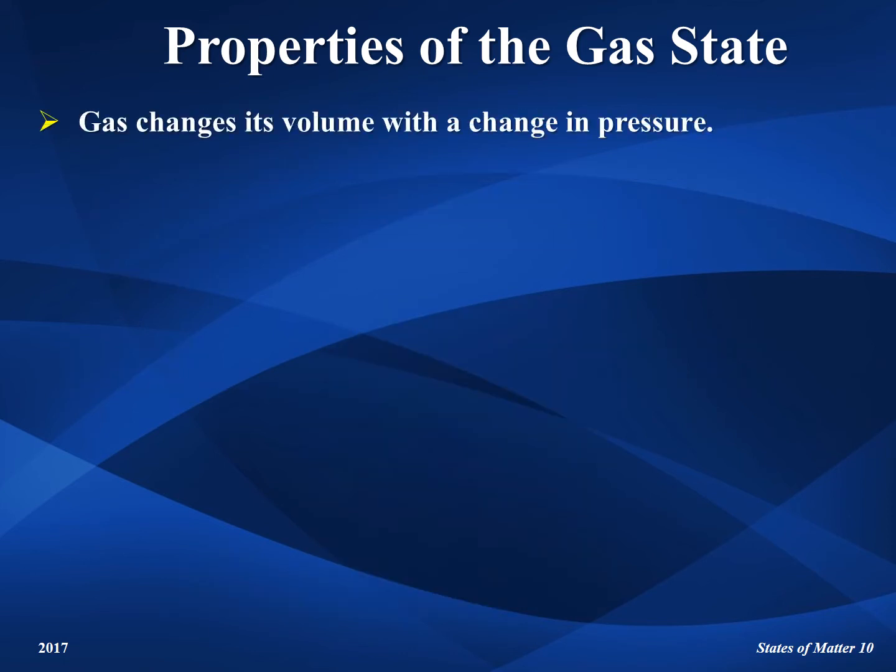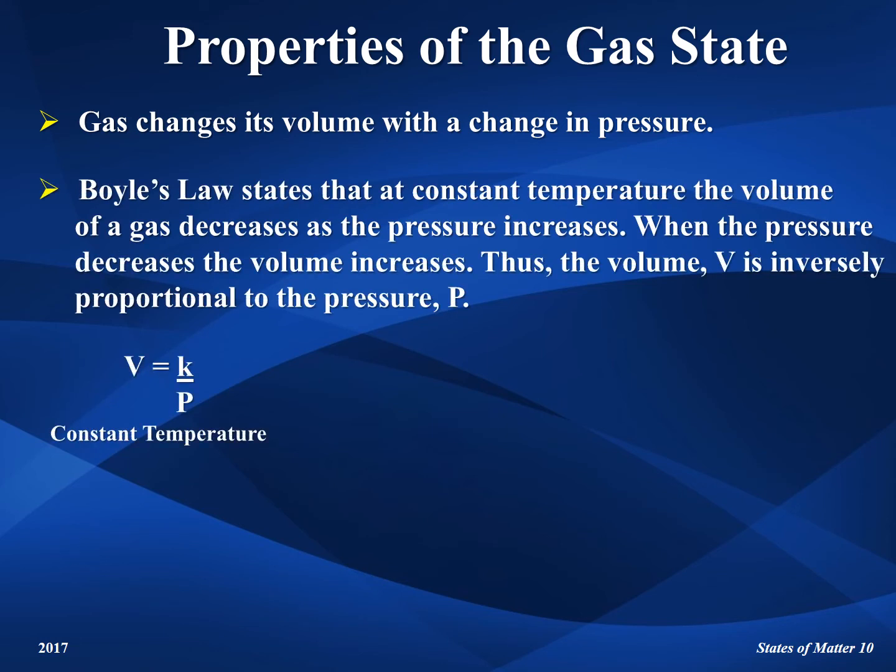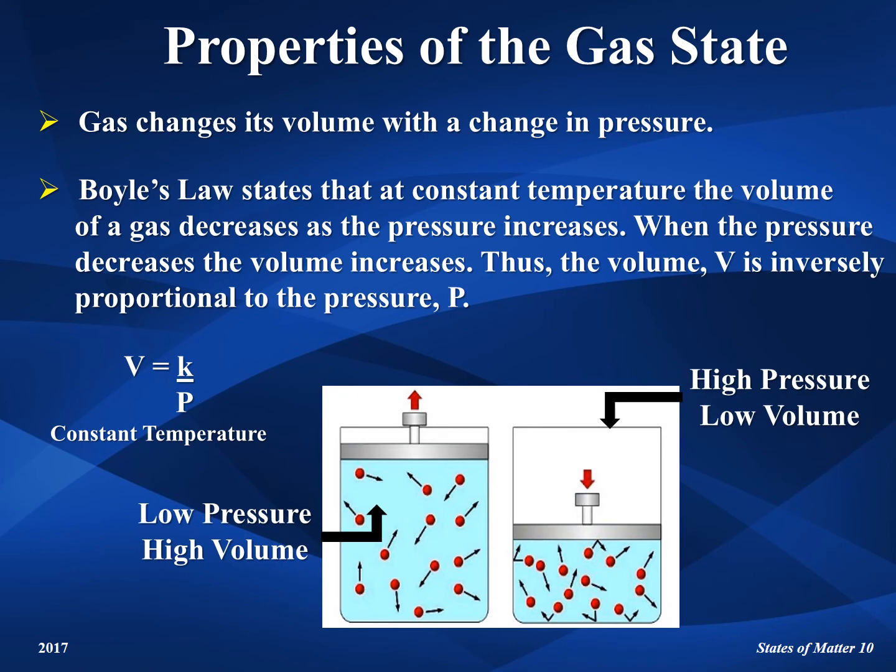flame. The second important property of a gas is that its volume changes with changes in pressure. This discovery was made in 1662 by Robert Boyle. Boyle's law states that at constant temperature, the volume of a gas decreases as the pressure increases. When the pressure of a gas decreases, its volume increases. Mathematically, the volume V is inversely proportional to the pressure P, so the equation is V equals a constant K divided by the pressure P. This diagram shows the volume increase when the pressure is low, and the volume decrease when the pressure is high. The temperature is the same in both cases.